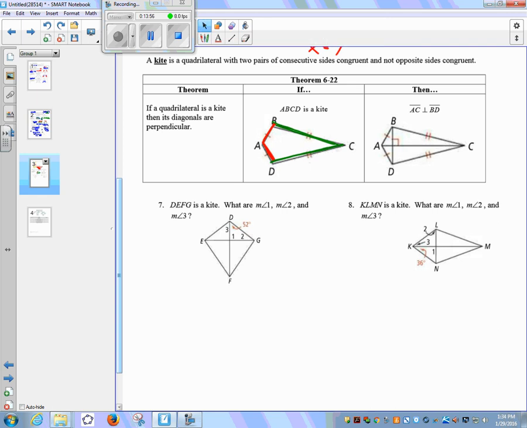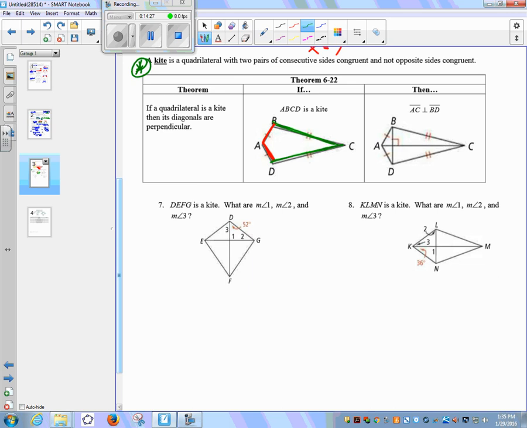So a kite has to be not a rhombus. Not all the sides can be congruent, and you can't have opposite sides congruent. So it has to be two pairs of consecutive sides congruent, so it literally looks like a kite, like you would fly a kite. Okay? Then there's some theorems. That's the definition. Remember we talked about the definition of a kite: two pairs of consecutive sides congruent, and not opposite sides congruent.